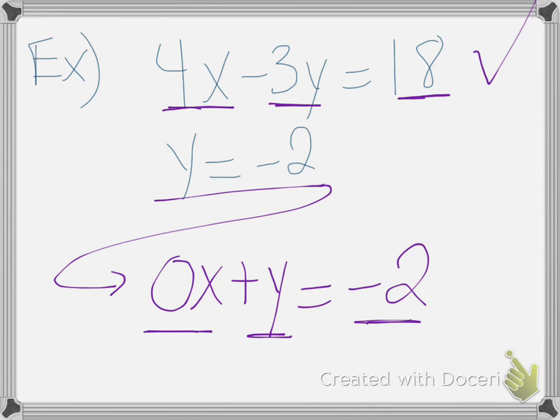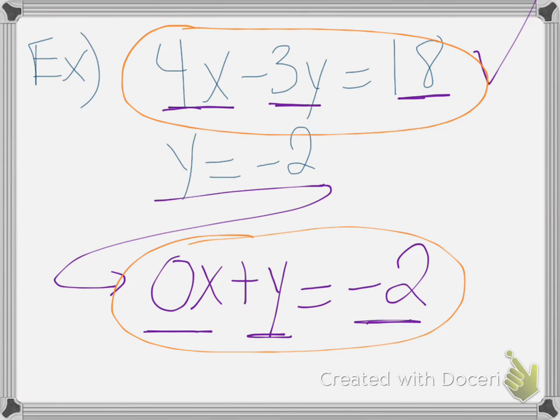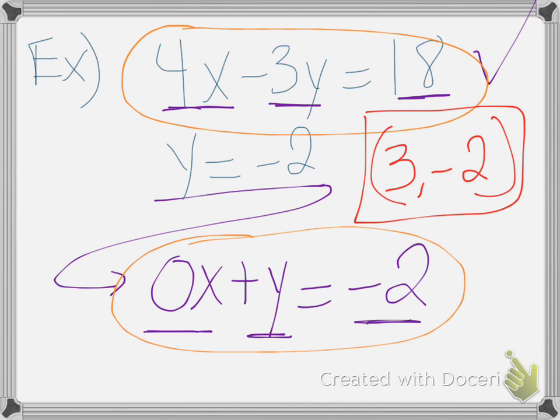Simple. Now you can put it in matrix. Now you put this right here in the matrix and put this one in the matrix. And if you do it correctly, you should get 3, negative 2. Good job.